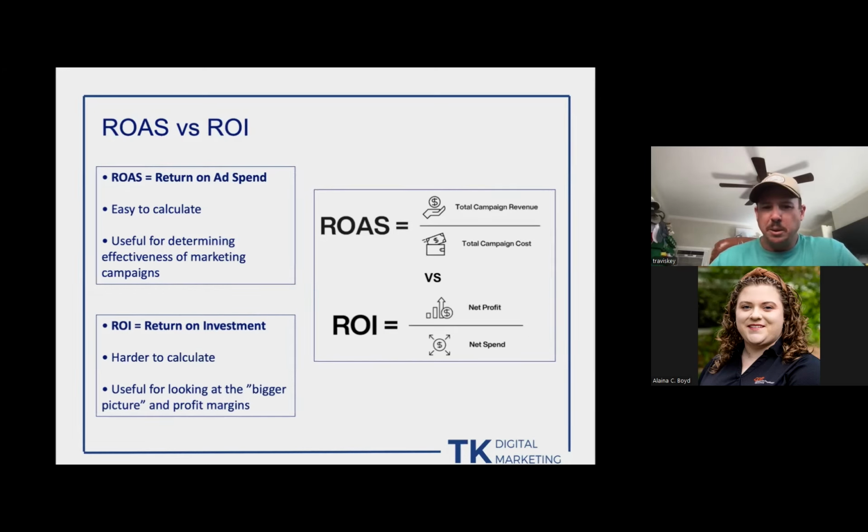You'll also hear some people talk about ROI, or return on investment. That's a little more of a complex calculation, because then you're figuring in your net profit, your net spend, the cost of the goods and all that. So we don't really look at ROI when we're thinking about ad campaigns. We more look at the return on ad spend. Just kind of keep it simple. And that gives us a pretty good indicator of Meta campaign performance.